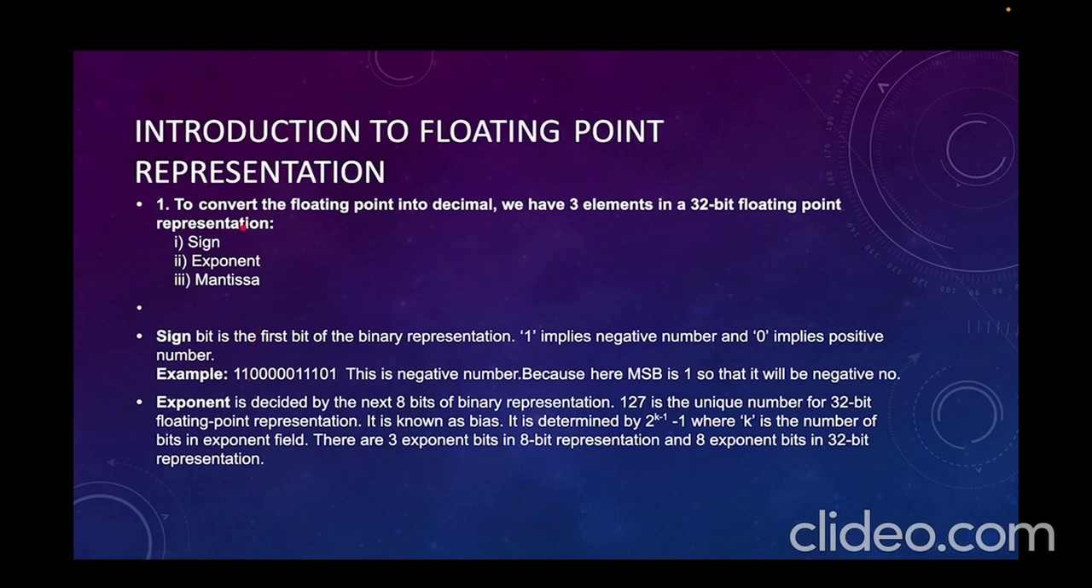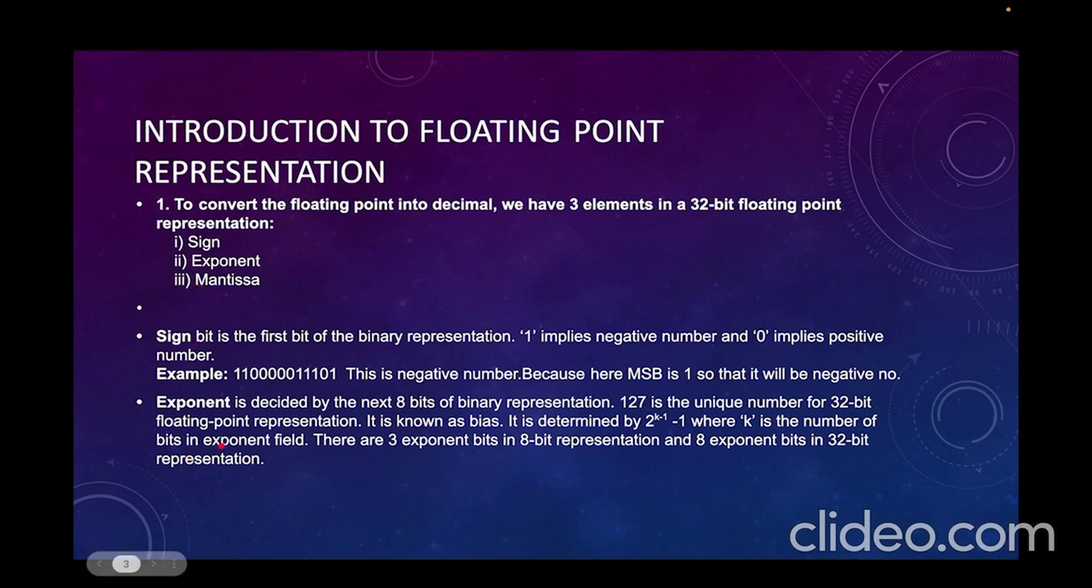Now let's understand what the three parts are, what their meanings are, and understand them clearly with an example. The first one is the sign part. The sign part shows the sign of the floating point, negative or positive, and it is determined by the most significant bit. As you can see in the example, the most significant bit is 1. So this would be a negative number: 1 implies a negative number and 0 implies a positive number in floating point representation. So when we consider the most significant bit of the example, it is 1, and it indicates a negative number.